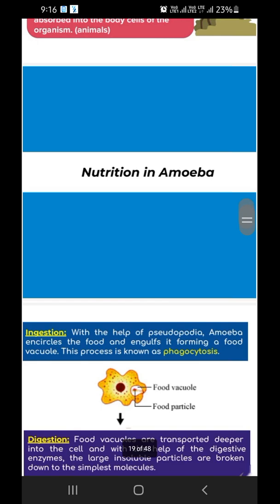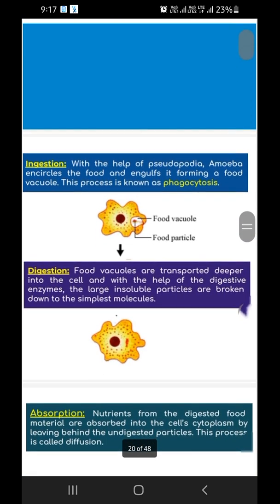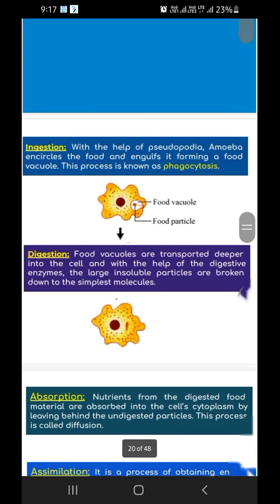Nutrition in amoeba. Most people think, why do we always learn about amoeba? Because amoeba is the simplest organism, that is why we can easily get to know about it and get knowledge about our subjects and topics. So we learn mostly about amoeba. The first step of nutrition in amoeba is ingestion. Ingestion means taking in food.